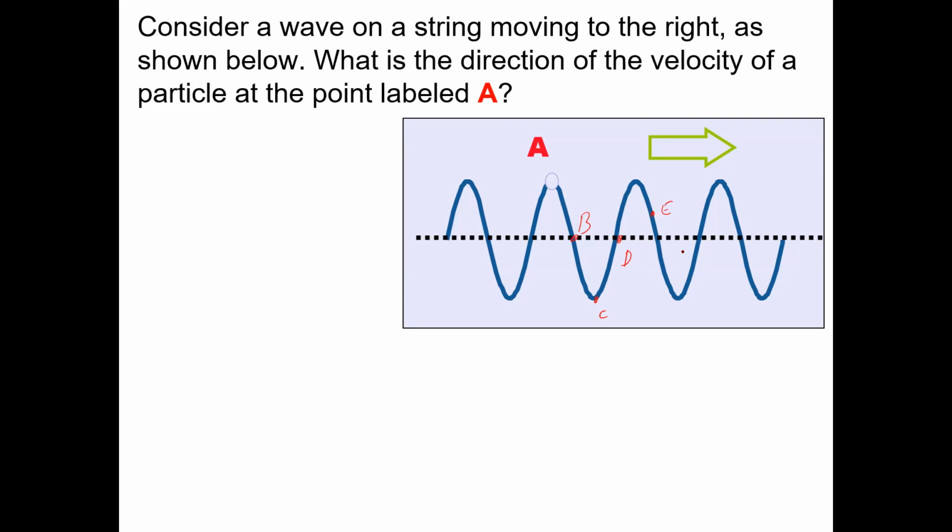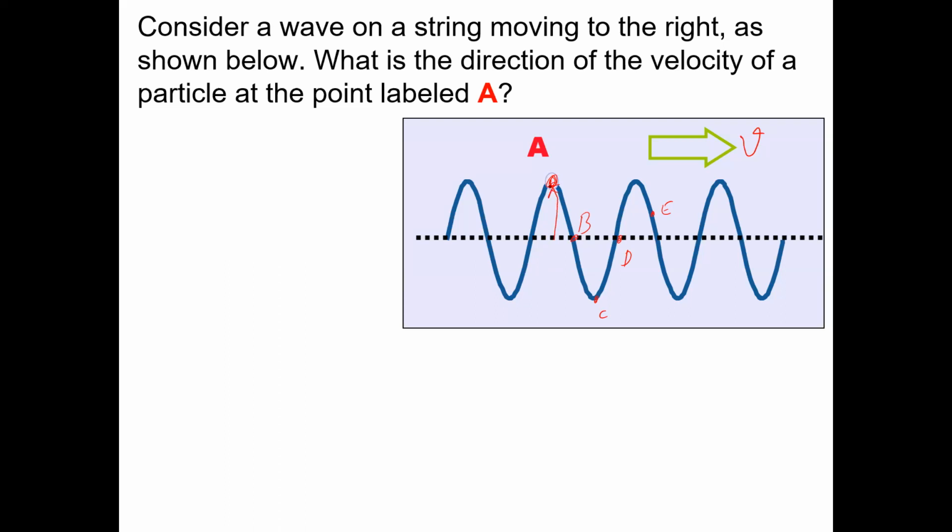I want to know what is the particle velocity direction at every point. The wave is moving along the x direction from left to right, the positive x direction, but the particles are vibrating up and down. Sometimes they go up, sometimes they go down, so they have different directions. The first one starts from point A. This point A is the maximum displacement position, so at that point, it changes direction.